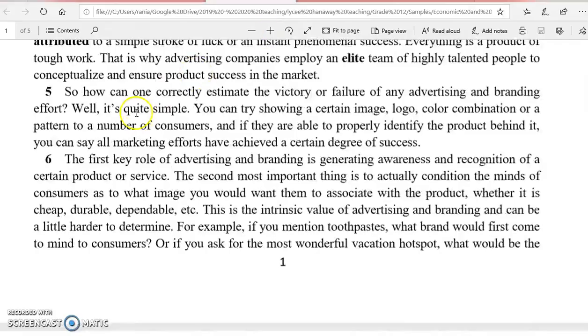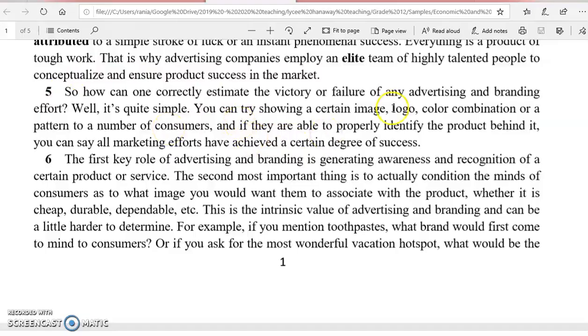What's the thematic relation between paragraph 5 and 6? So how can one correctly estimate the victory or failure of any advertising and branding effort? Guys, this is tricky. Here they ask a question. So immediately we might think that it's a question answer. No, be careful. Here the question is answered in paragraph 5. It's not answered in paragraph 6. So in paragraph 5, they asked the question and they answered this question.